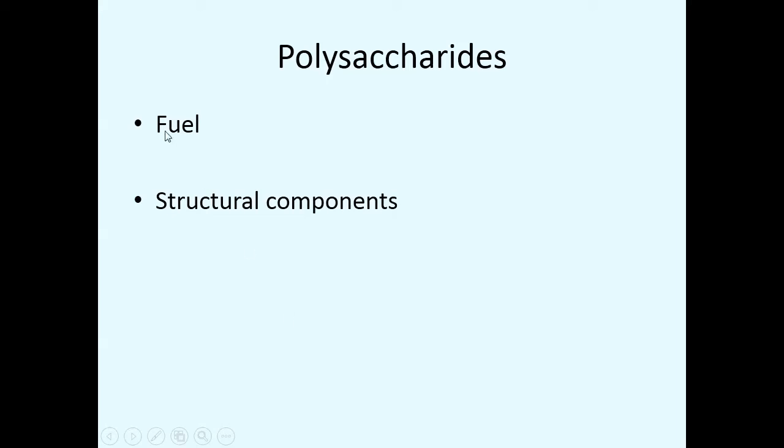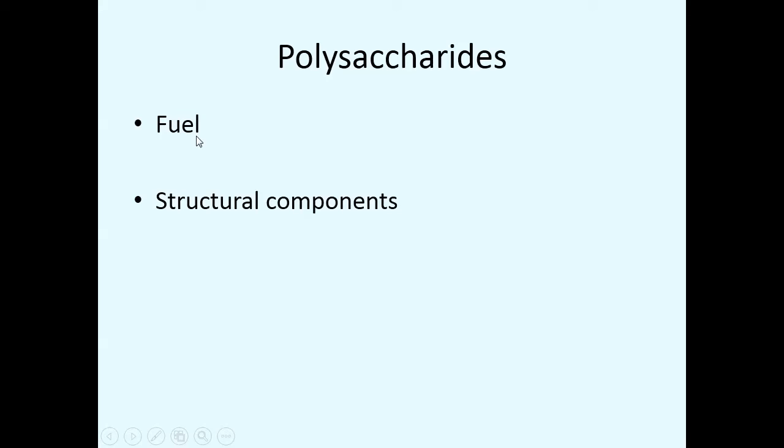Some of them are used to store energy. For example, starch is a storage polysaccharide in plants. Animals store carbohydrates in the form of glycogen, which is another storage polysaccharide.